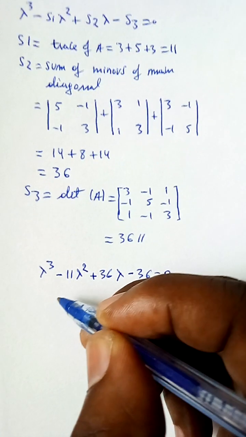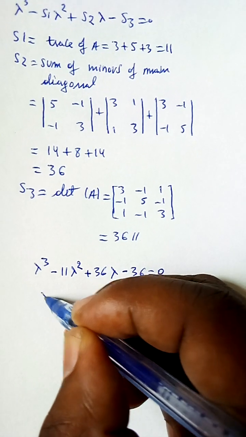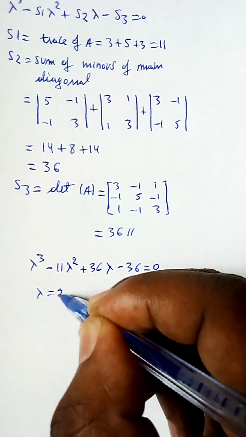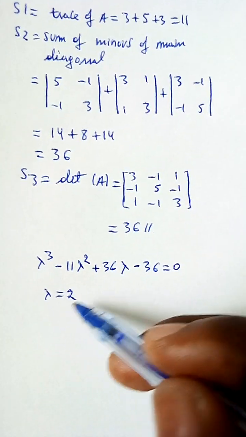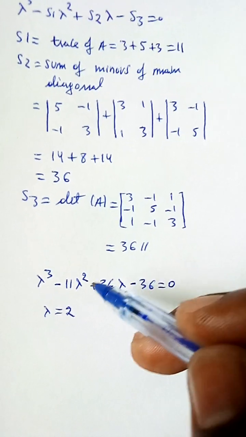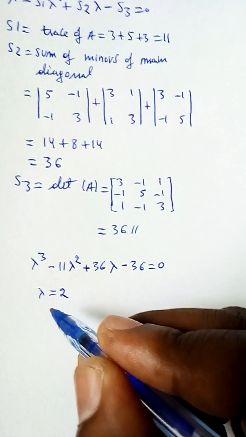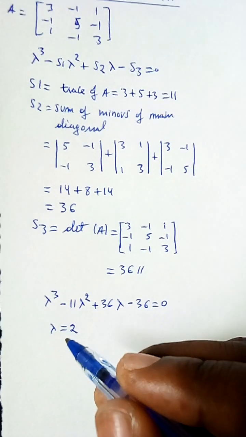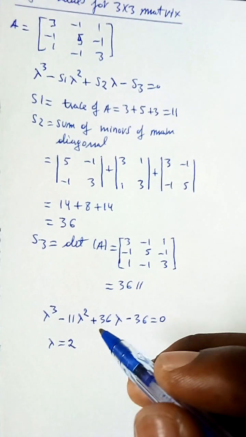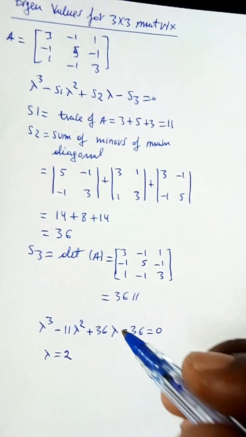So lambda is equal to 2. If you replace lambda by 2 in this equation, it will give you 0. So here we have our first eigenvalue. We are going to look for the remaining two eigenvalues.